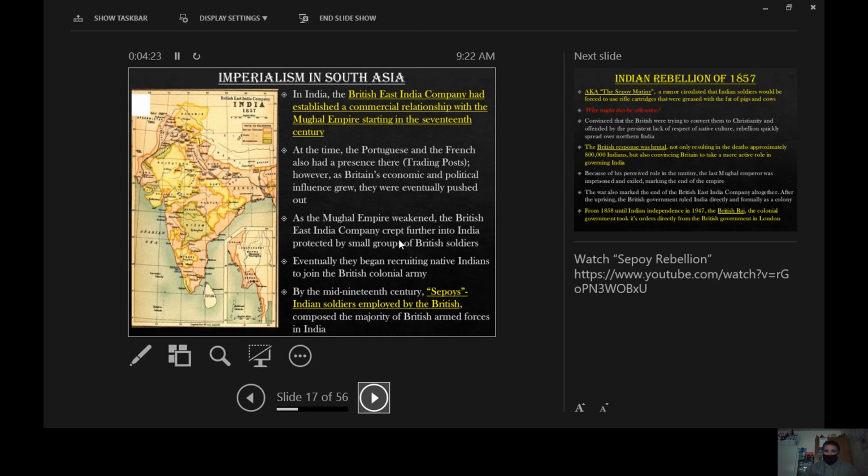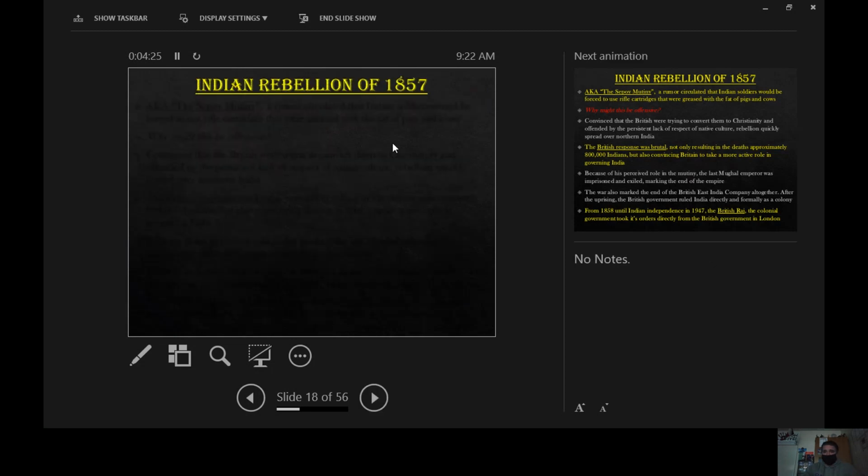So definitely got to know about the Indian Rebellion of 1857. I would definitely write that down. It will come up again. It's also sometimes interchangeably known as the Sepoy Mutiny because, again, the sepoys were the Indian soldiers that worked for the British. So just kind of an overview. Why did it happen?